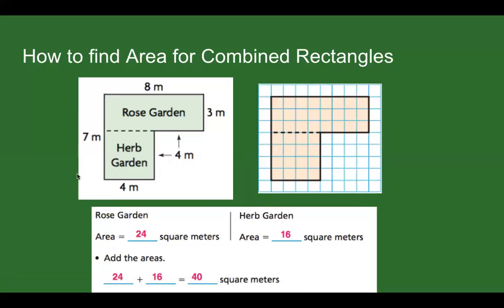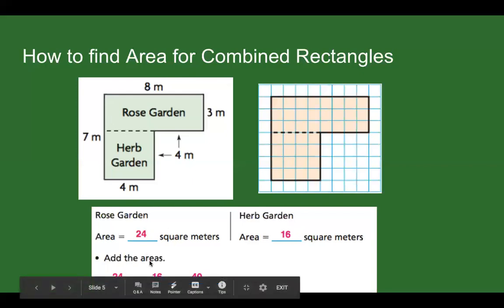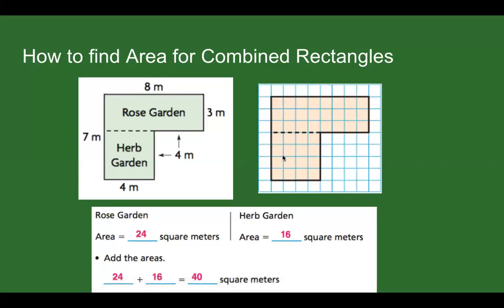Now to find the area of the entire figure, both rectangles combined, we need to add them together. So we're going to add the areas, doing 24 plus 16, and for 24 plus 16, we should get the answer 40. So 24 square meters plus 16 square meters equals 40 square meters for the entire figure.